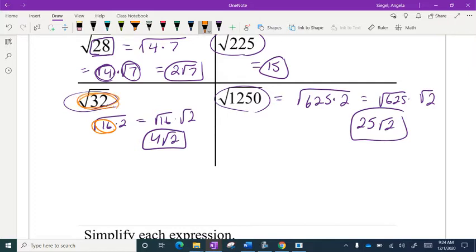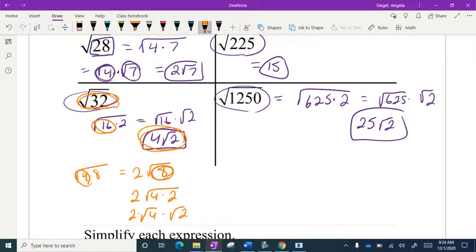Let's pretend that for 32, you just saw that 4 was the biggest factor. So 4 times 8 is 32. I'm going to split it up. The square root of 4 is 2, so 2 square root of 8. That's okay. We're still not at the right answer yet. But notice that 8 is hiding a perfect square factor as well. 4 times 2 is 8. So I'm going to split this up into 2 times the square root of 4 times the square root of 2. Well, the square root of 4 is 2. So I have 2 times 2 square root of 2, which is 4 square root of 2.